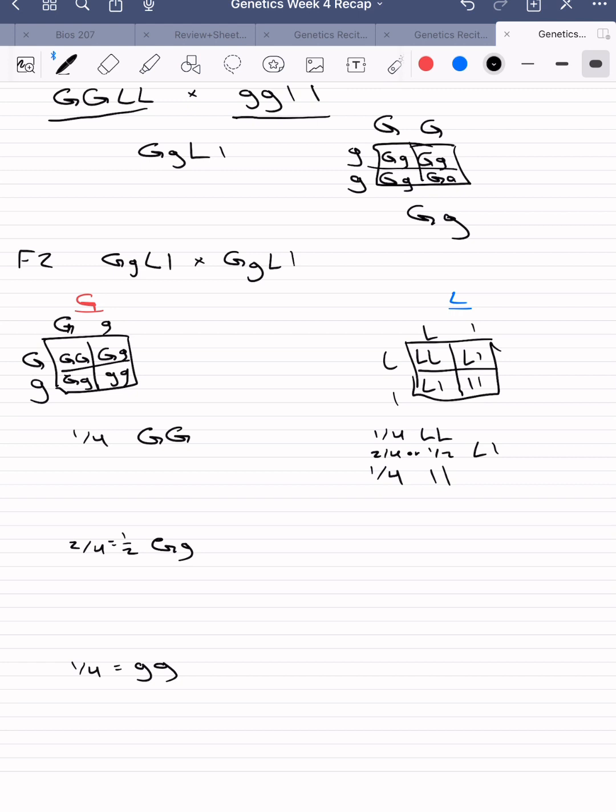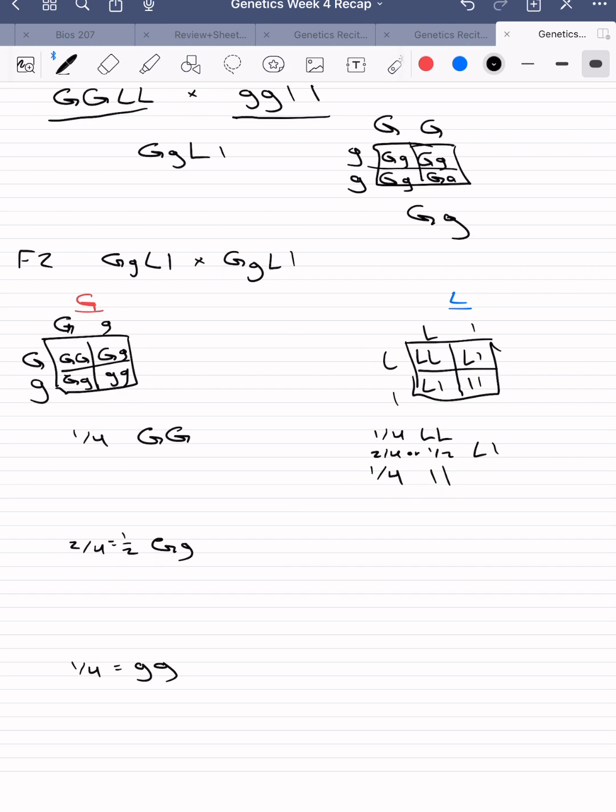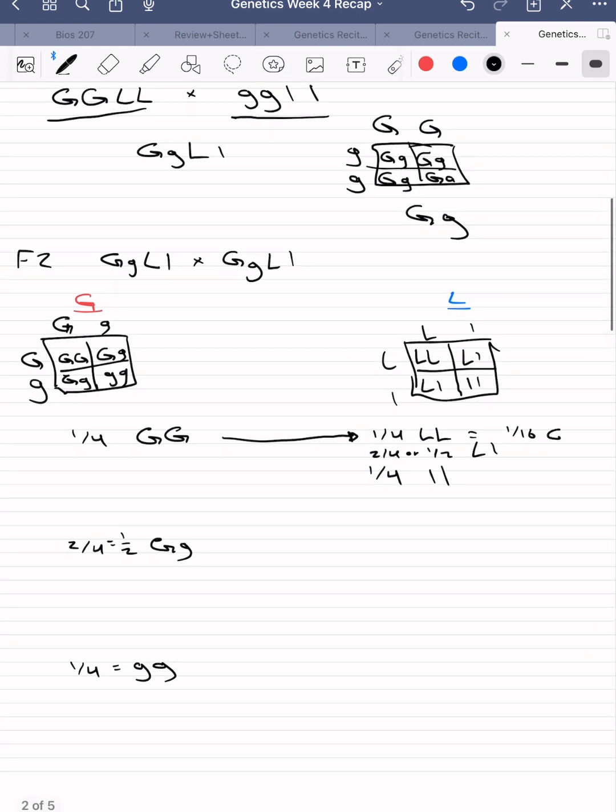Now, in order to see all the different genotypes that can be produced, we're going to take the ratio for the homozygous dominant at the G gene, and we're going to multiply that ratio with all the different ratios at the L gene. So we have a 1/4 possibility to have big G. We're going to multiply that with the 1/4 possibility of having big L. And that will give us a 1 out of 16 possibility of having an individual that has a big G, big L genotype.